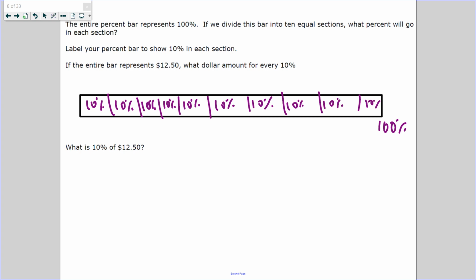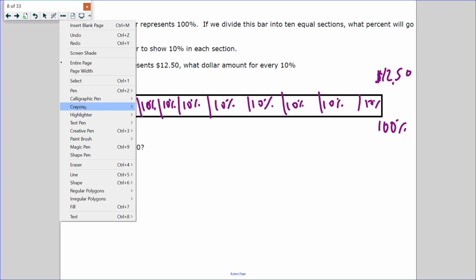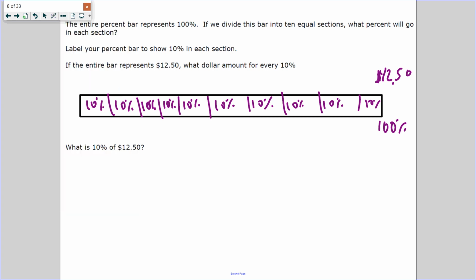So label your percent bar to show 10% each section. Done. If the entire bar represents $12.50, let's take out a different marker. What dollar amount goes for every 10%? So here's 12.50. I need to divide them into 10 sections. So 12.50 divided by 10.